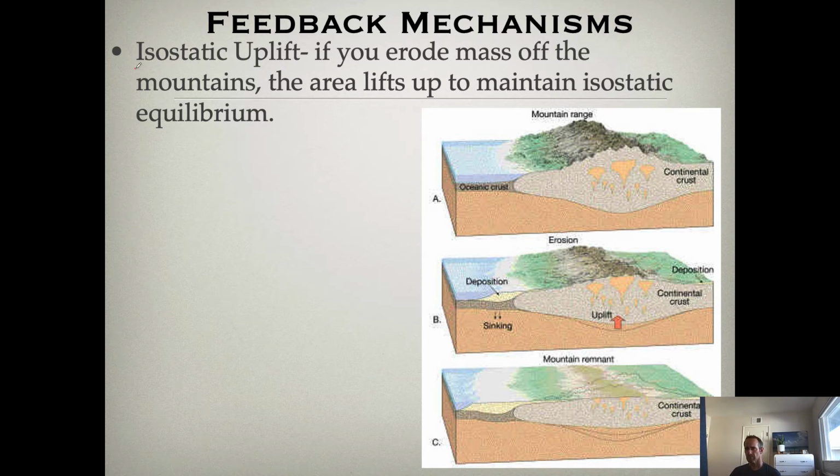So isostatic uplift is the vertical movement of material due to removal of material in the valleys. So if you erode mass off the top of mountains, the area will lift up to maintain isostatic equilibrium. As a good analogy, of course, is an iceberg.